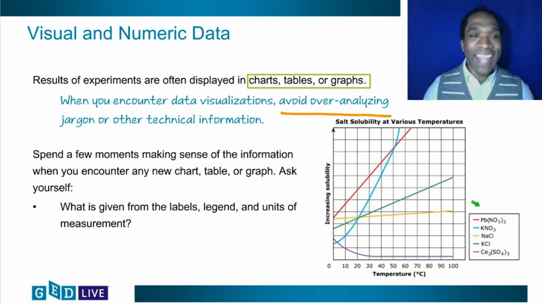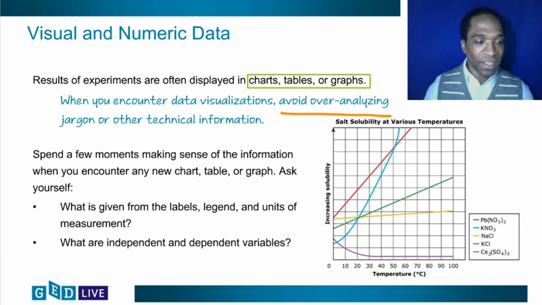All right, the next question to consider here is, what are the independent variables? And independent means that these are the variables that aren't affected by other things. So for instance, the temperature here is not affected by anything else in this line graph. So that would be independent.